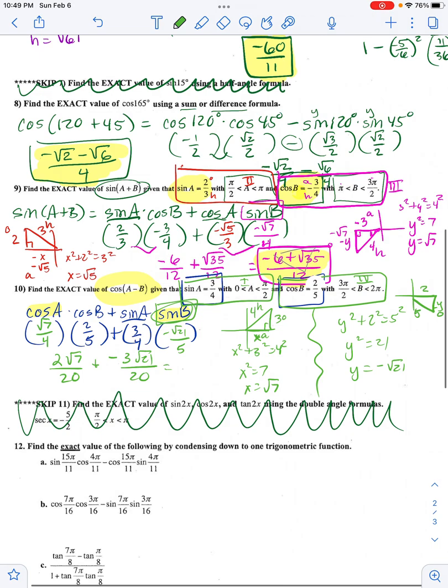So when I write those together as one thing, I'll have a 20 on the bottom. I'll have a 2 root 7 minus 3 root 21. And there's nothing I can do about that because neither one of those comes out as a perfect square. And you can't add them together because they're not alike, meaning they don't have the same thing under the radical, if that makes sense. Even if it doesn't make sense, that's how it works.